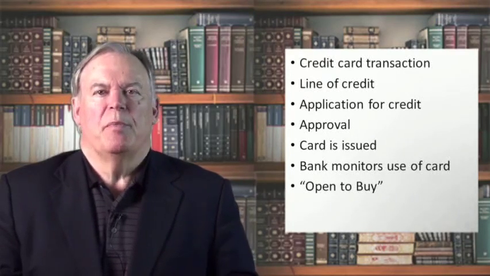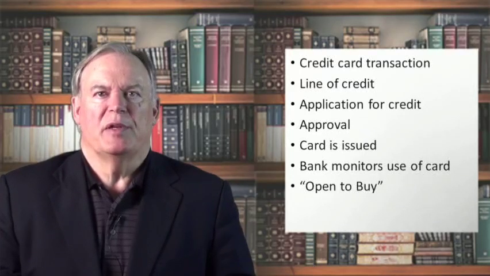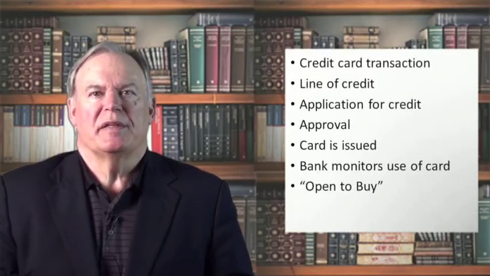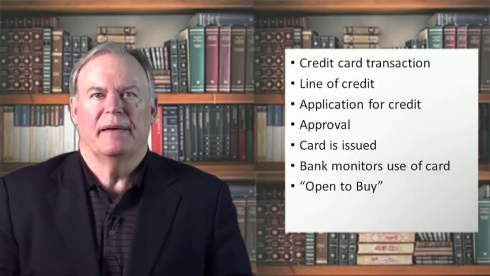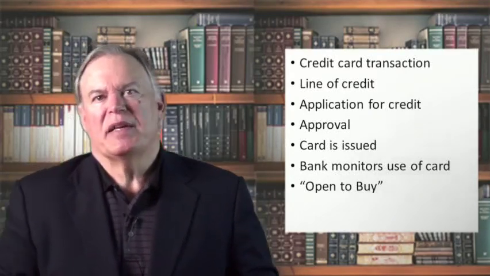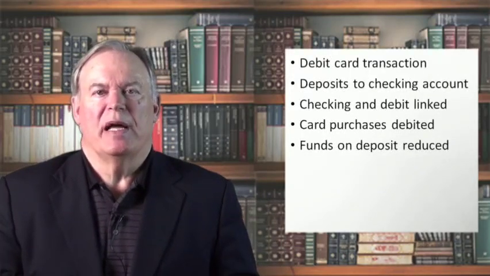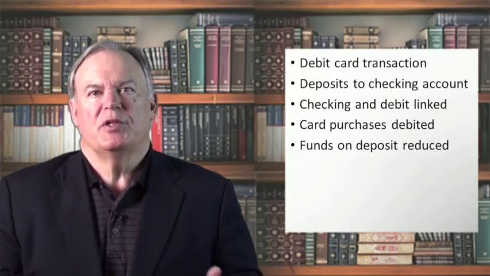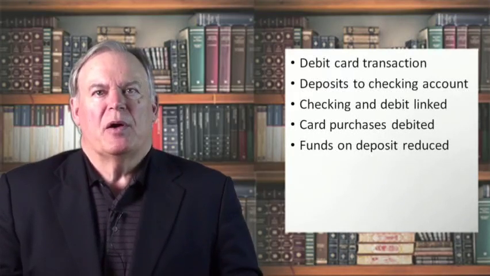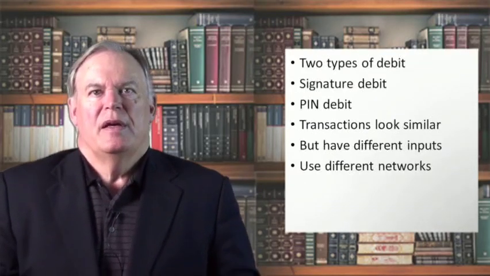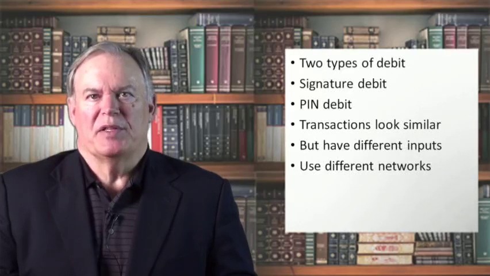The financial institution monitors your use of the card and reduces your credit line by the outstanding balance. Your available credit is sometimes called open to buy. Now let's contrast that with a debit card transaction. The debit card holder deposits money into their debit card checking account. The debit card is linked to the checking account and purchases are debited from the funds on deposit in the account. There are two major types of debit transactions.